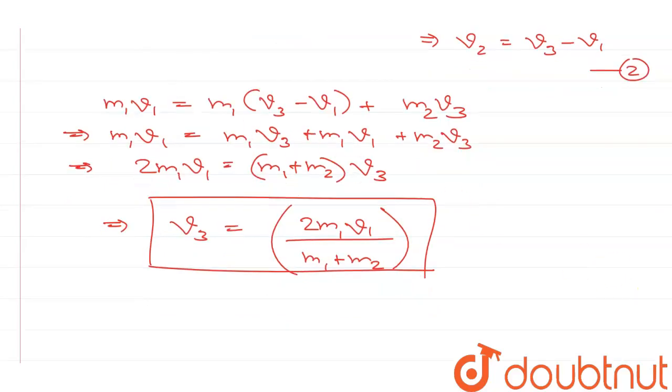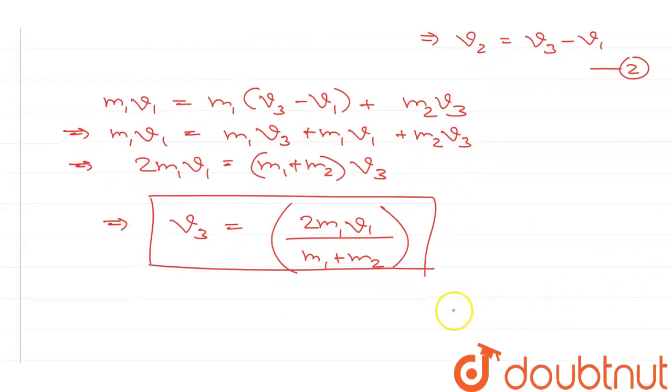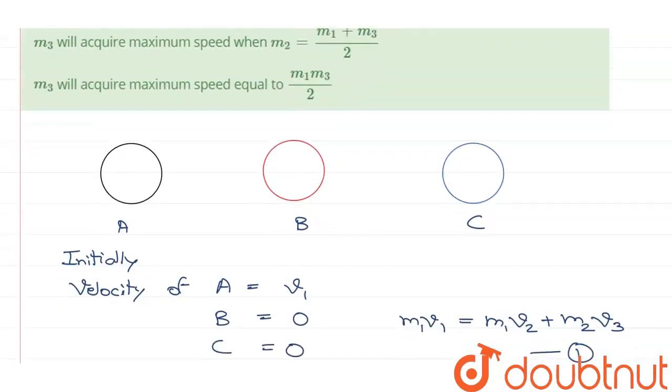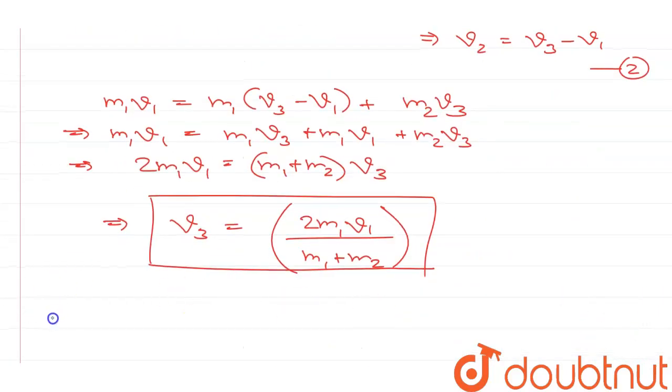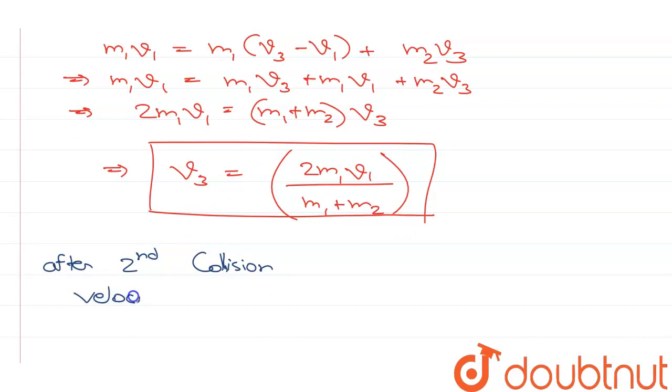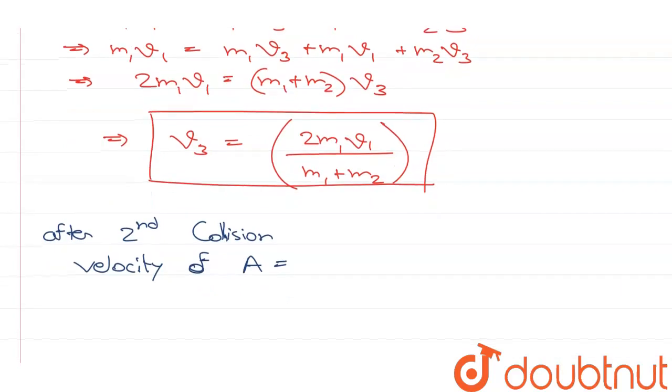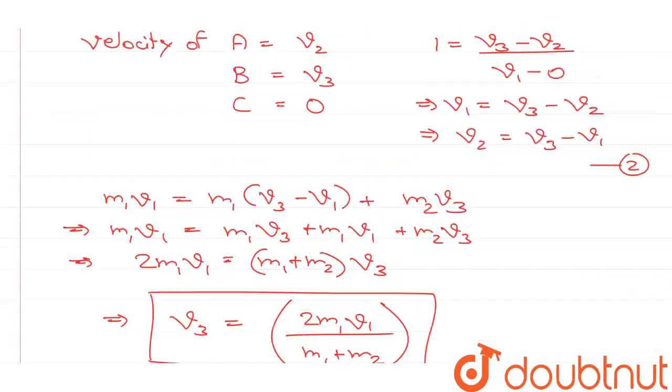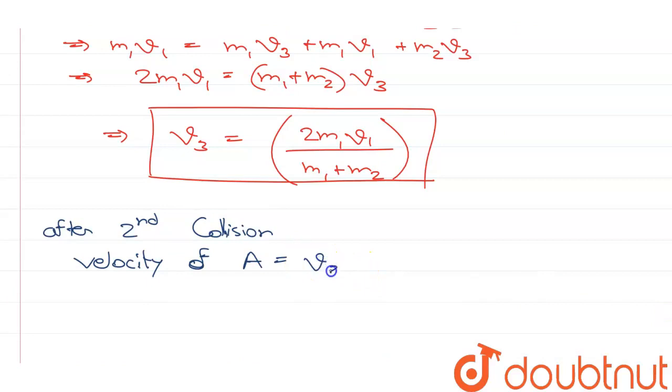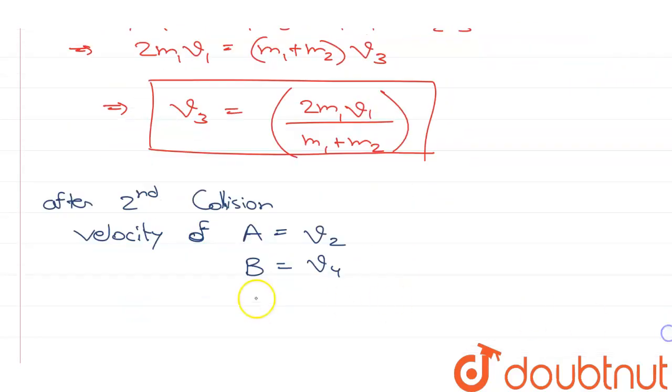Now similarly, if I assume that after the second collision, that is the collision between B and C, the velocities become: velocity of A will remain the same because it was not involved in the second collision, so its velocity will remain v2, velocity of B, let's say, becomes v4 and velocity of C becomes v5.